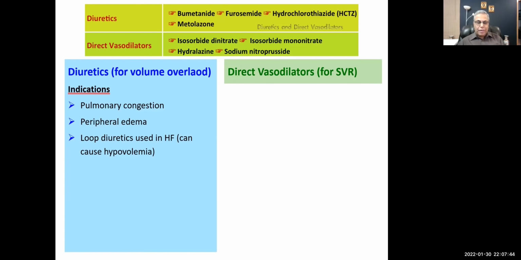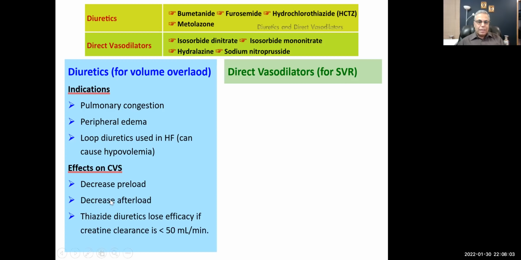But if pulmonary edema develops, which is not uncommon, right? Then you have to give IV loop diuretics, furosemide, and you might have to give an IV infusion as well. Effects on CVS: they decrease preload and they decrease afterload. And for thiazide diuretics, this is an important point.